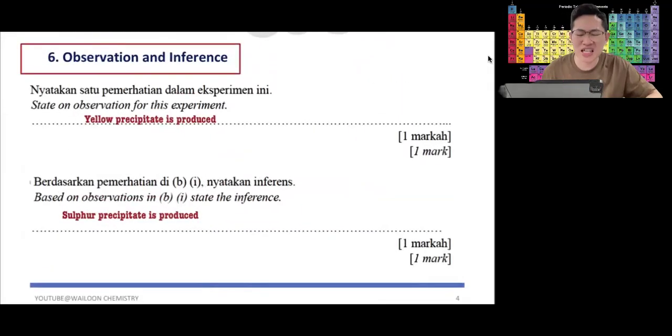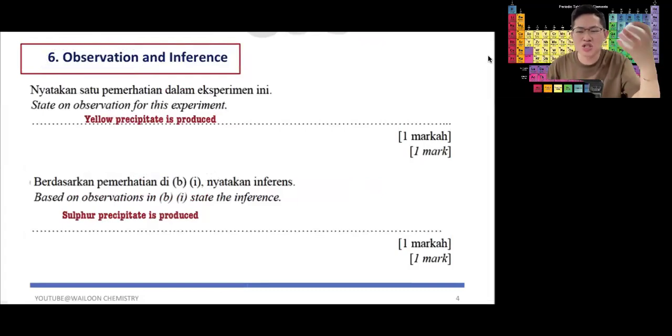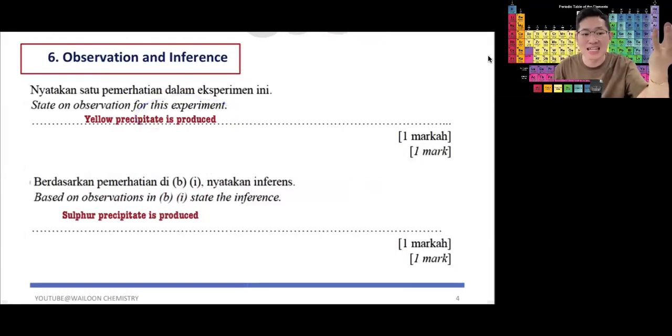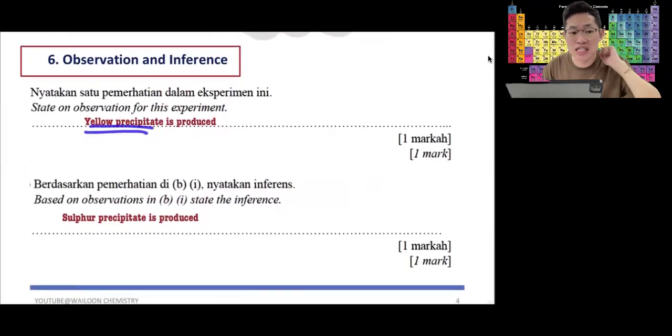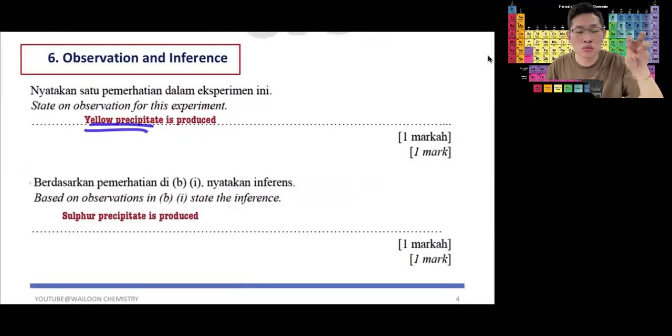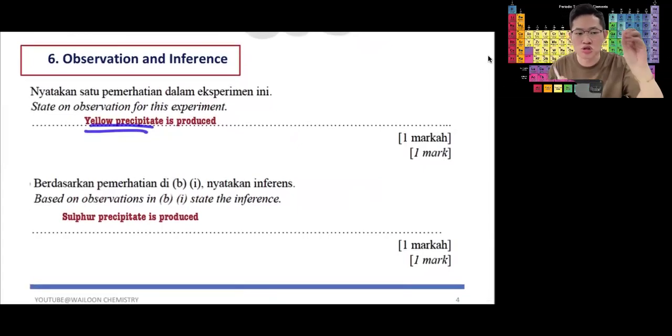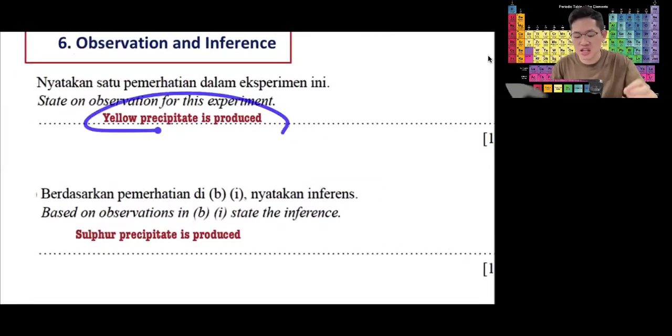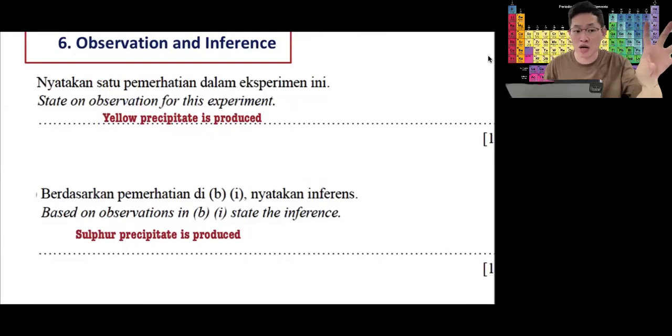Next, observation and inference. Observation is what you observe, what you see. Usually it's something produced in the experiment and we describe its color. In this experiment, it is going to produce yellow precipitate. Even if you get something like milky white tomorrow, you still have to write yellow precipitate, because according to theory, the substance is actually sulfur. Sulfur is yellow. So observation is like giving people a hint, oh, you see yellow precipitate.